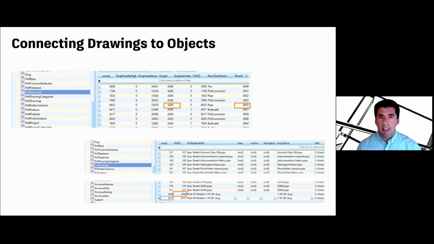Last of all, you'll need to understand how to connect drawings to objects. So our pipe 8955 is connected to a drawing, and the drawing in this case is 1PE01. We can find this through the data links table. The data links table is a little bit different because most of the time when we're looking for things, we're going to use the row ID column. The row ID column in the PNP data links table is the PNP ID column for all the parts, like engineering items or valves or whatever. So here we'll look up the drawing ID, which is 4284, in order to find the drawing number name in the PNP drawings table.